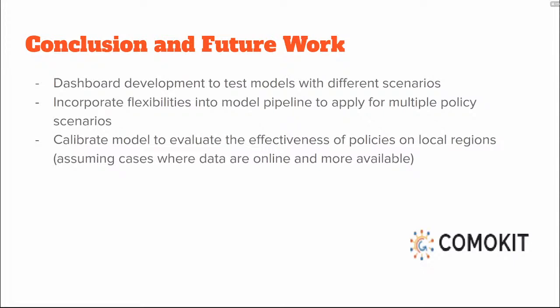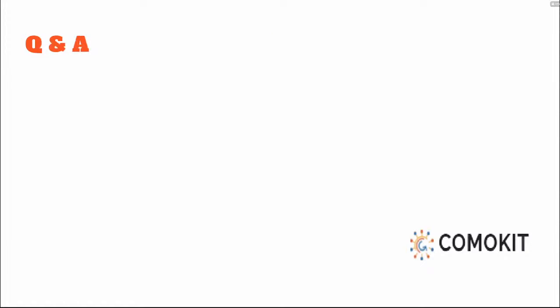So in conclusion, in future work, of course, this is very much work in progress. This research has only been going on for 2 months now. So of course, there will be a need for dashboard development to test the model with different scenarios. And we need to incorporate flexibility in the model pipeline for multiple policy scenarios. And then you also need to incorporate more parameters in the model and start fine-tuning the model to apply it to policy makers, assuming the data are supplied in a more continuous way and more readily available. And with that, I conclude my presentation.